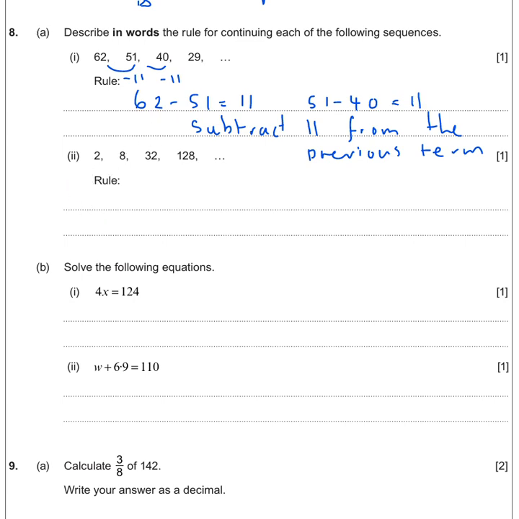It's getting bigger, so let's have a look. Are we multiplying by a constant amount? So if we want to think about what we need to multiply 2 by to get to 8, we can do 8 divided by 2. That's going to tell us that we're multiplying by 4. 8 times 4 will give us 32. Let's just check that that works for the next step as well. So 32 times 4, 128. So my rule for this one is to multiply by 4.